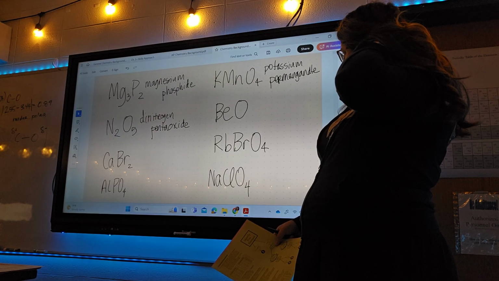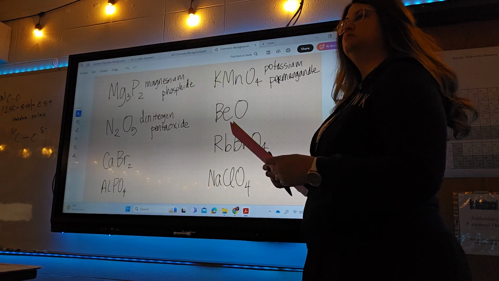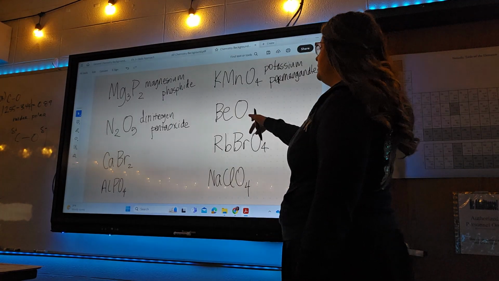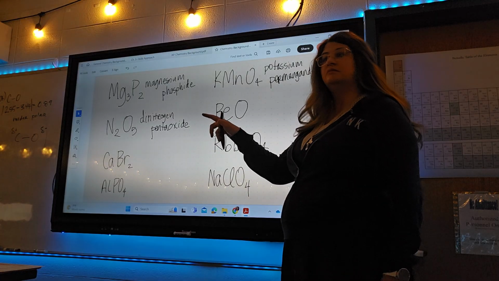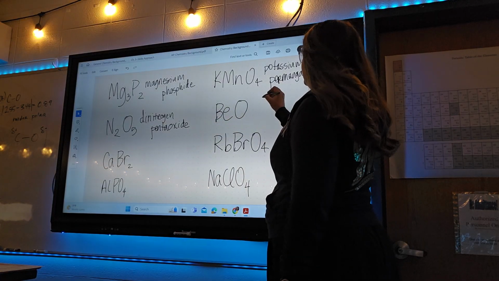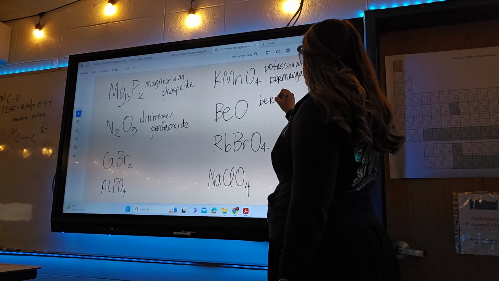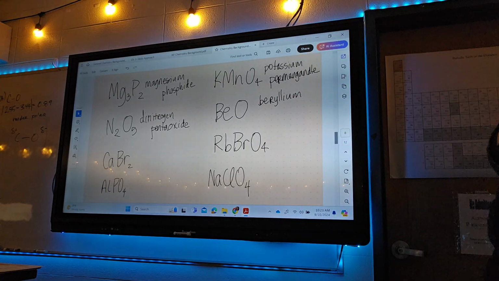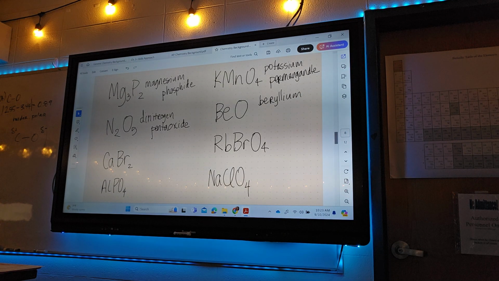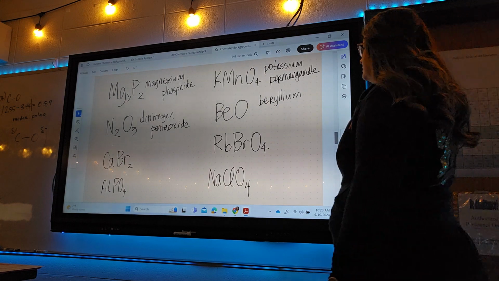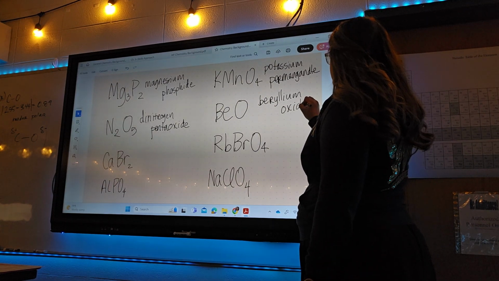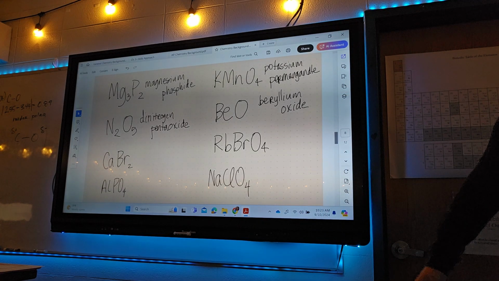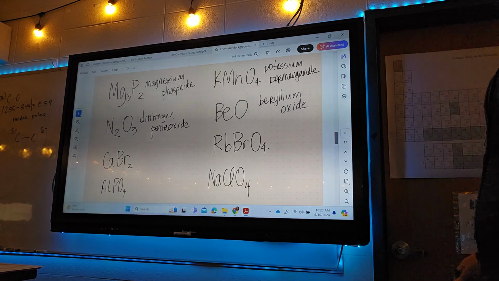All right, what kind of element is Be? That was 2A. It's a 2A. So how many capital letters? Type 2. So this is beryllium oxide. Any prefixes? No prefixes.